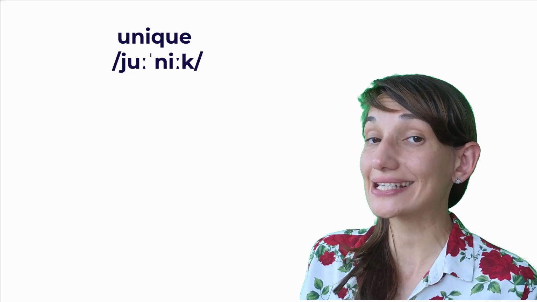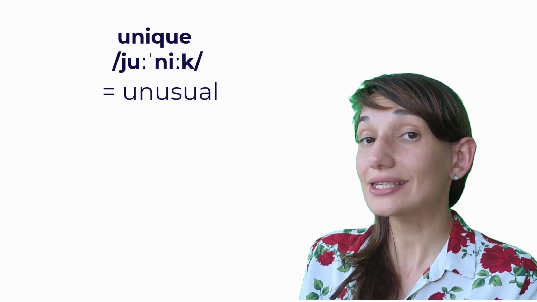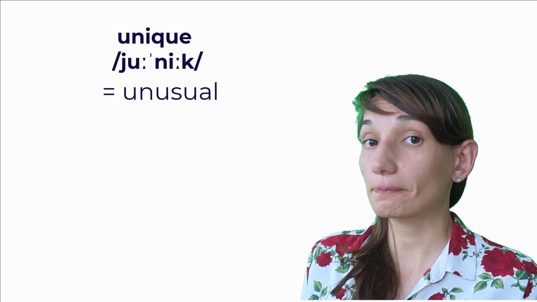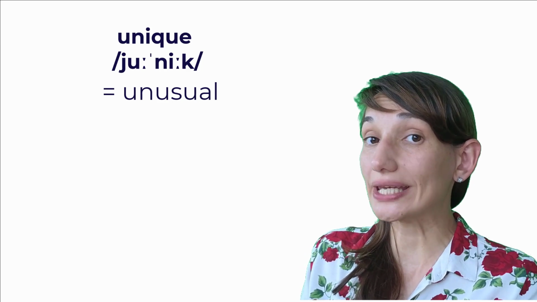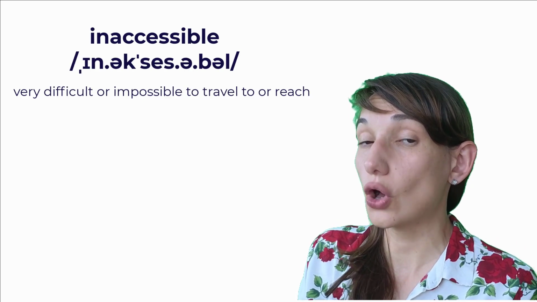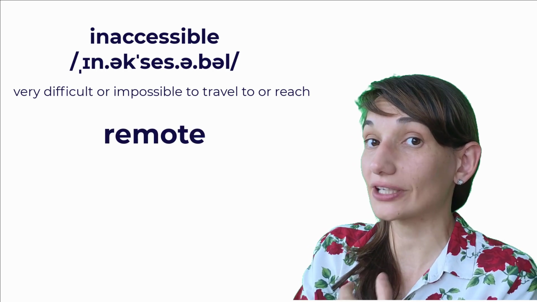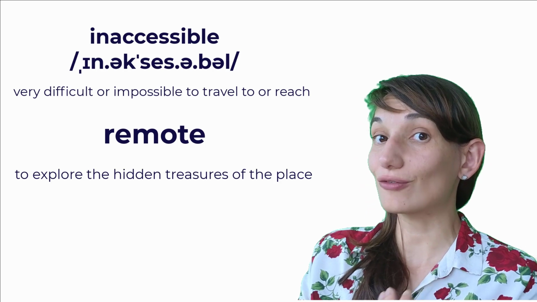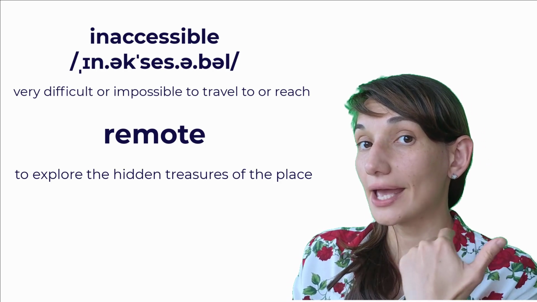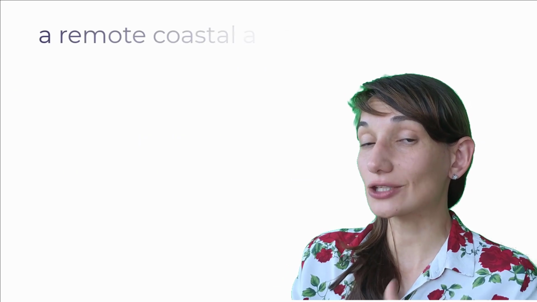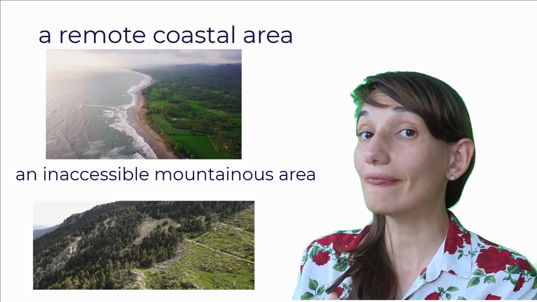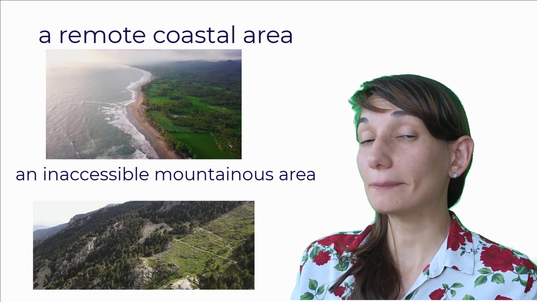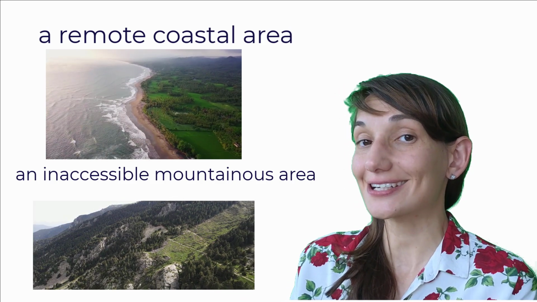Also, when you take a city break, if you want to experience something unusual, then you may want to see some unique places. And unique places are unusual places. Sometimes if you go to a city, you may want to explore its inaccessible or remote parts. For example, some hidden treasures of the city, or maybe some areas like coastal areas or mountainous areas which are not easy to reach. They can be remote or inaccessible.